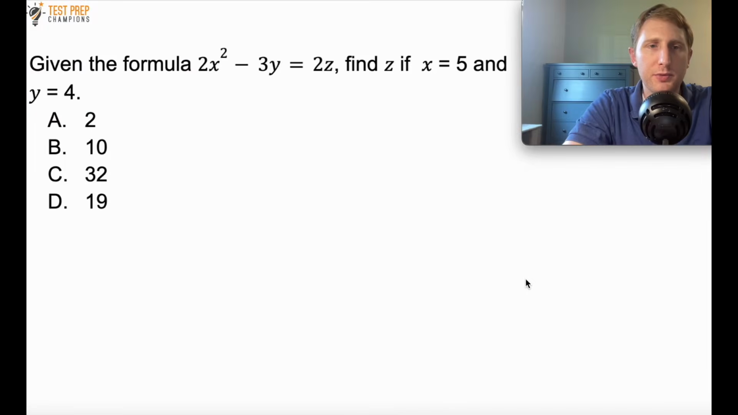The next example says, given the formula 2x squared minus 3y equals 2z, find z if x equals 5 and y equals 4.